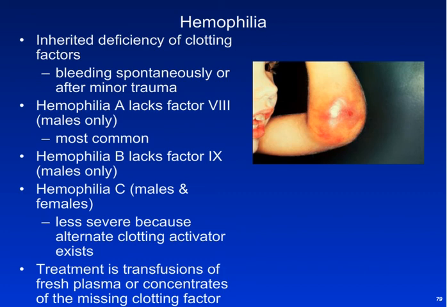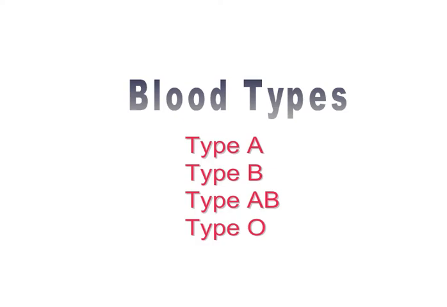On the other hand, somebody with hemophilia B lacks clotting factor number 9. Again, this is present in males only. And finally, hemophilia C is present in both males and females, but is less severe because alternate clotting factors do exist within the bloodstream. Either way, the way that we treat people with hemophilia that have had a bruise or a cut is to take them to the hospital and give them a transfusion of clotting factors or concentrates that are missing from their bloodstream.